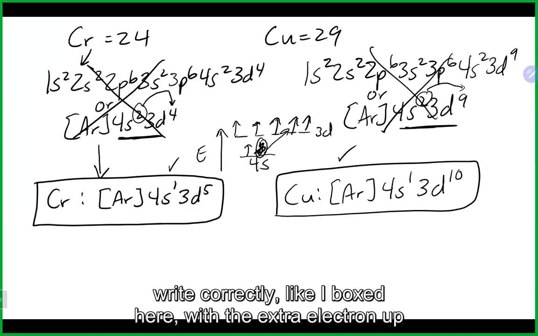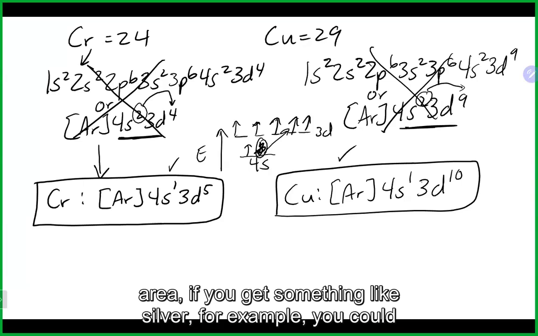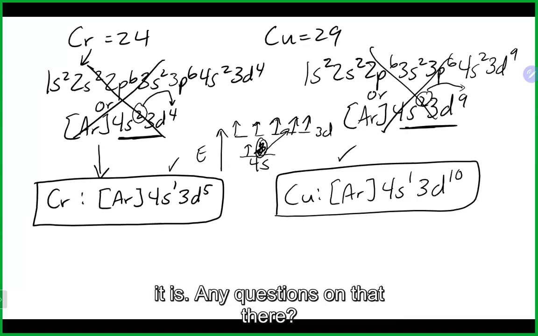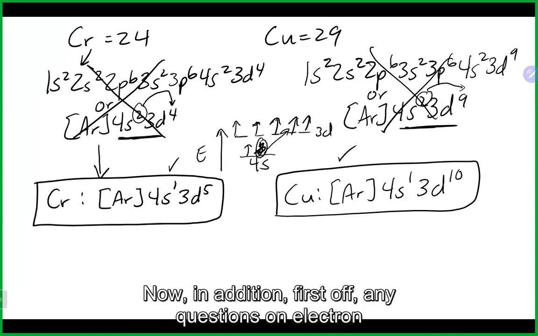You need to write correctly like I boxed here with the extra electron up in the D. Even though there are really more exceptions in this area, if you get something like silver, for example, you could just follow our little zigzag thing and write it the way it is. Any questions on that there? Yeah. Now, first off, any questions on electron configuration?